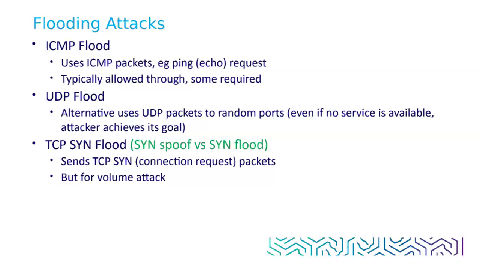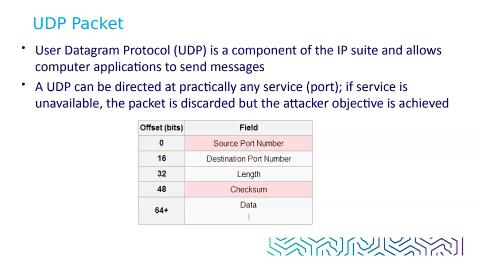Even though the attack methods differ, all these three target the availability of network services, and they can be mitigated through techniques like firewalls, rate limiting, intrusion prevention systems, SYN cookies, and continuous traffic monitoring, among many things. Then the UDP packet.